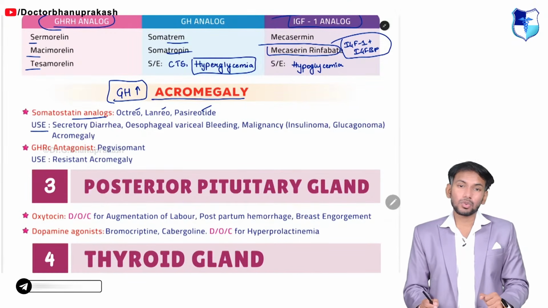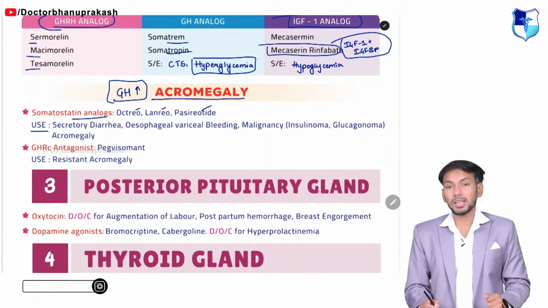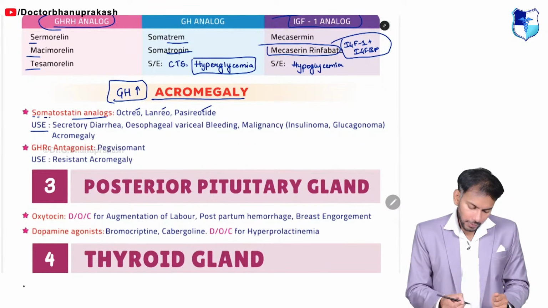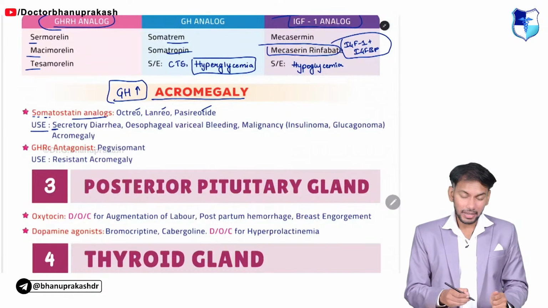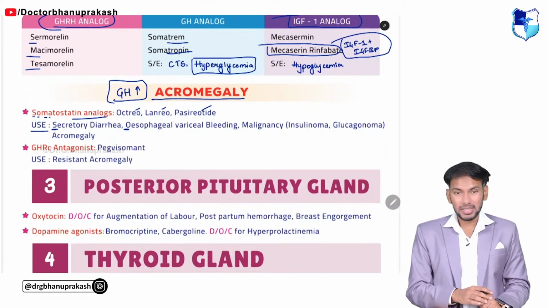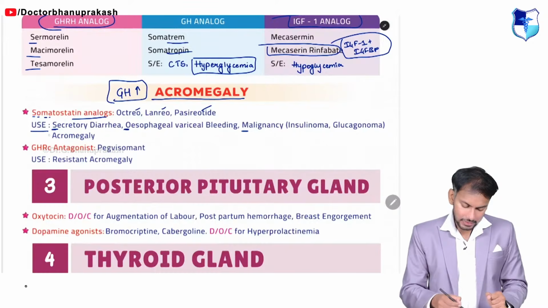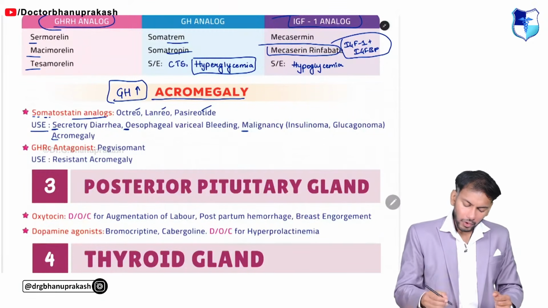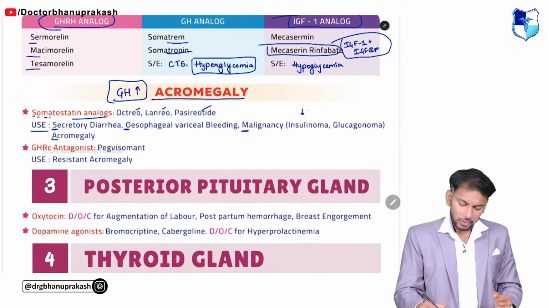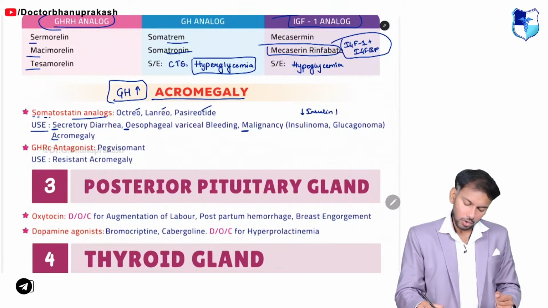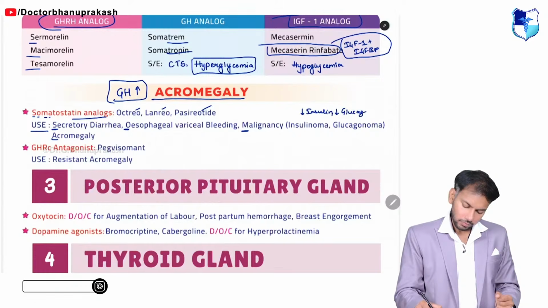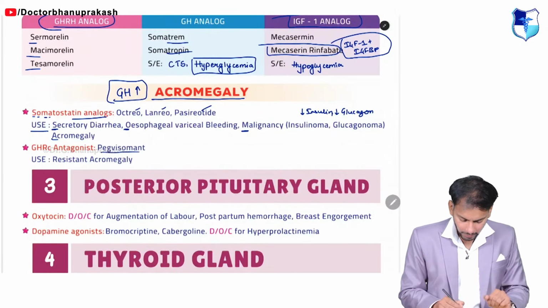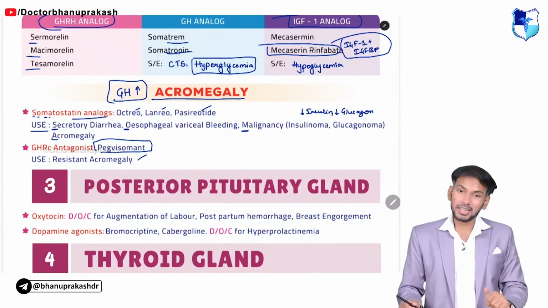What are the uses of octreotide or somatostatin analogs? See, somatostatin, SOMA, these are the uses. S for secretory diarrhea, O for esophageal varices, M for malignancies, A for acromegaly. That is why we are using it in acromegaly, isn't it? Now, why is it used in malignancy? Because it will decrease both insulin and glucagon. Now we have a growth hormone receptor antagonist, that is what is known as pegvisomant. This is used in resistant acromegaly.